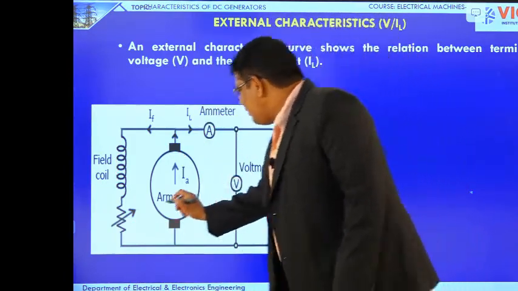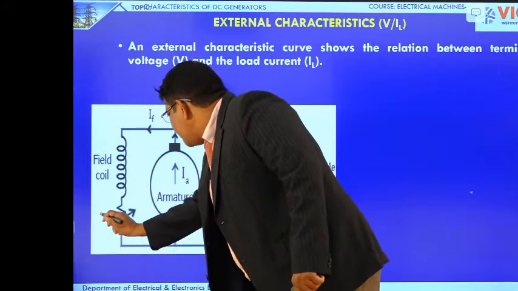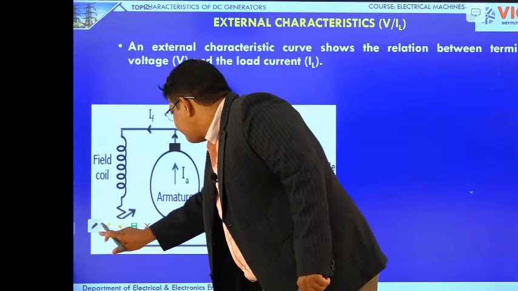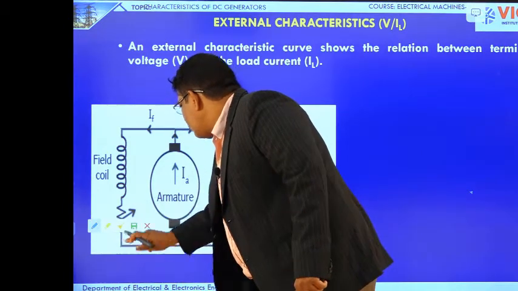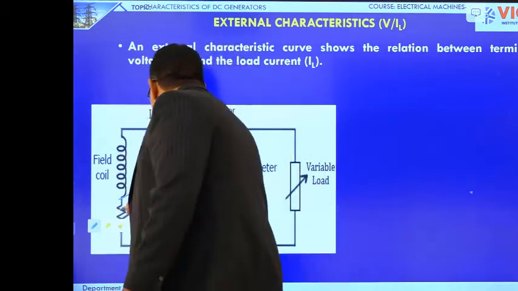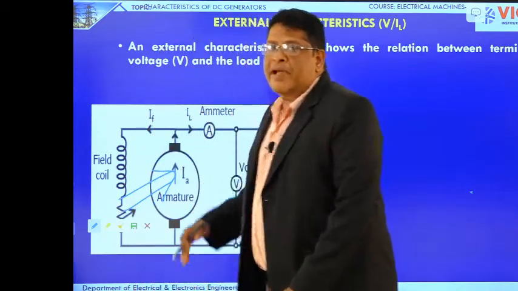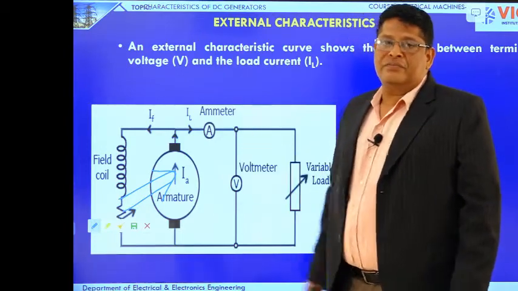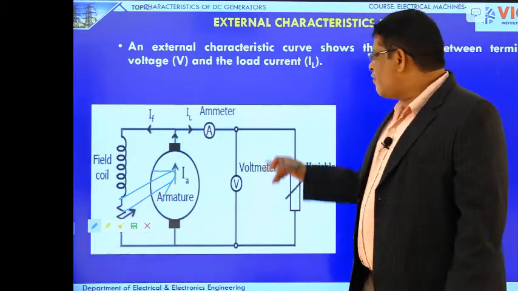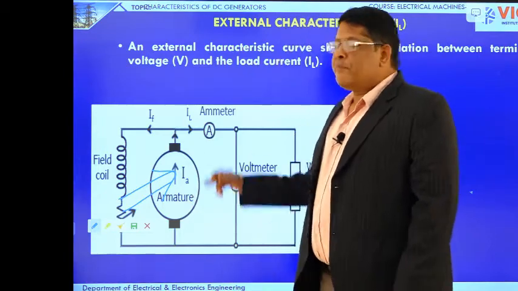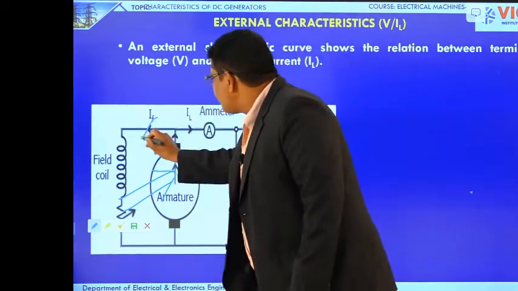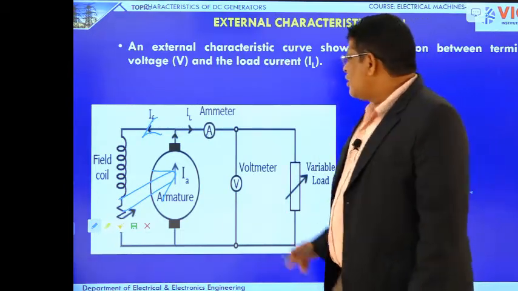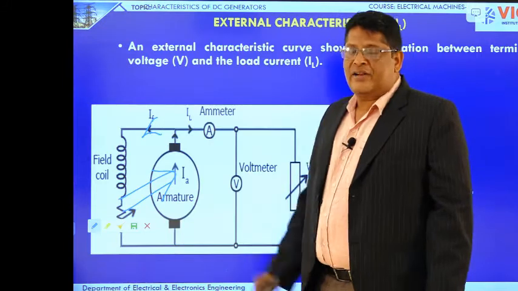First we have to run the armature of a DC generator at its rated value, by means of a DC motor. Whenever we are running the armature at rated value, make sure that the current flowing through the field winding is also at the rated value.